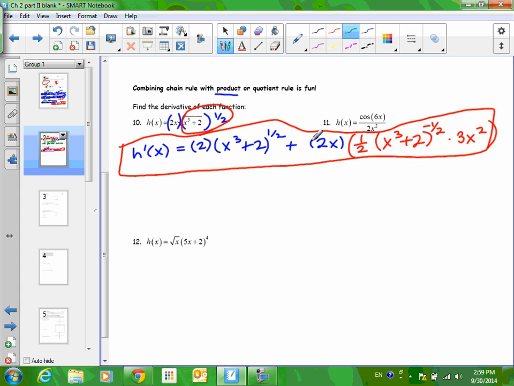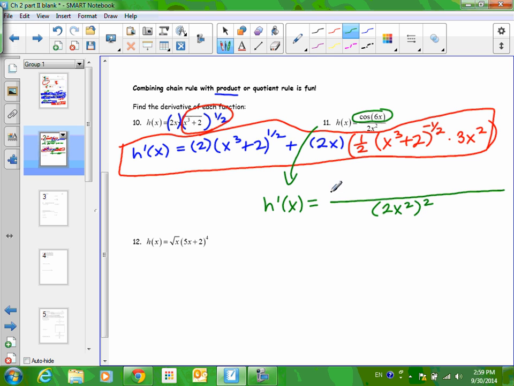So I'm going to work 11 down here. So what type of rule am I going to need for 11? Quotient. So h prime of x, if I'm going to need quotient rule, I'm going to go ahead and write the big fraction bar. And several of you forgot the denominator. If that was you, maybe you need to write the denominator just like at the very beginning. Okay, so to start quotient rule, I have to take the derivative of the numerator. This is the chain rule part. This is the new stuff.